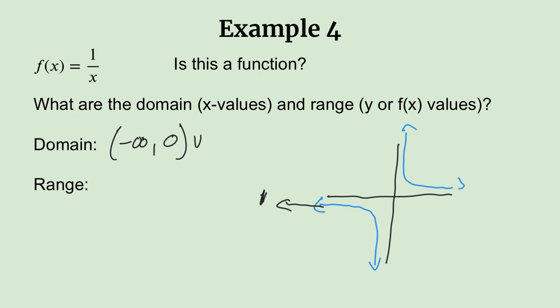And then union, then we can start at 0 again, and then go towards infinity. Again, that would be a function, because there's no value where there's more than one y value for the x. Every x has one y value.